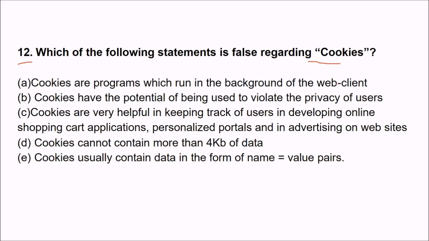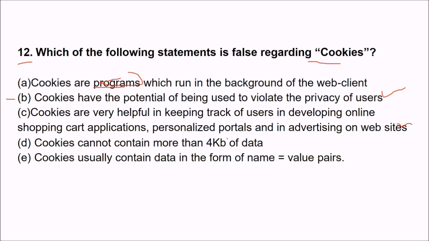Cookies are programs which run in the background of web client. See, in this 12th question, the first line is incorrect, because cookies are actually not programs. Cookies have potential of being used to violate the privacy of users. This is correct. Cookies are very helpful in keeping track of users in developing online shopping carts, application, personalized portals, and advertising in websites. This is correct.